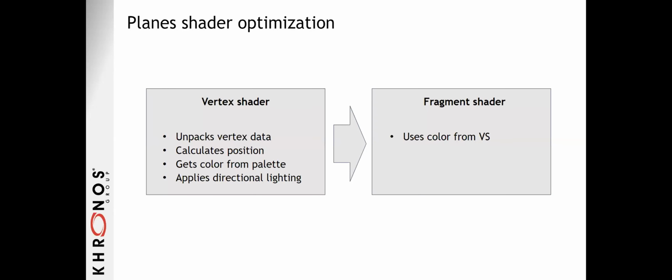Additionally, it simplifies the fragment shader. All the workload is done in the vertex shader. It unpacks this data, calculates the on-screen position of a fragment, then gets the color from a palette and applies simple directional lighting. The only thing left for the fragment shader is to apply a ready-to-use color, which is calculated fully in the vertex shader.